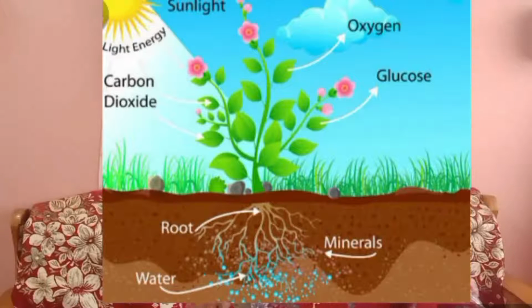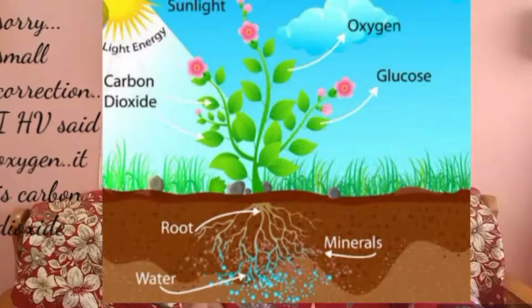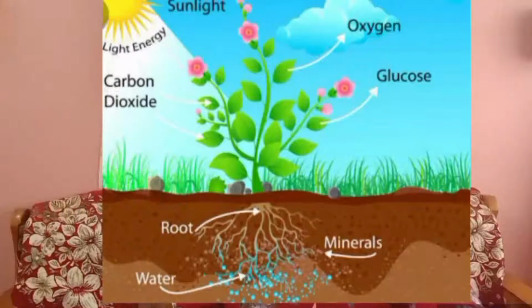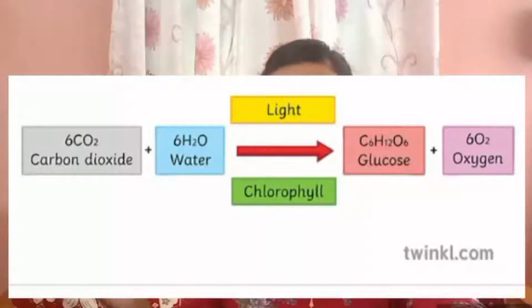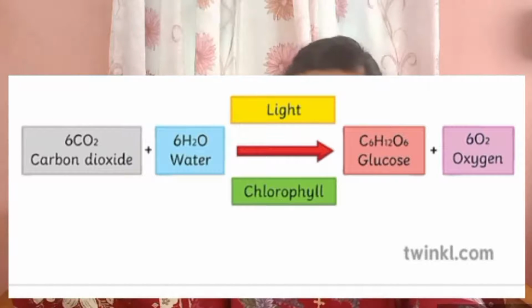The energy from the sunlight is trapped by the chlorophyll pigment of the leaves, which combines the carbon dioxide that has been absorbed with the water to form glucose. In this whole process, oxygen is released as a byproduct. Here you can see the chemical reaction: carbon dioxide reacts with water in the presence of sunlight and chlorophyll, glucose, the food, is formed, and oxygen is released as a byproduct.